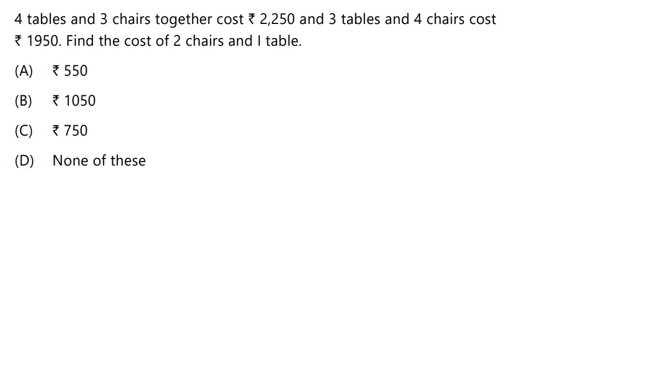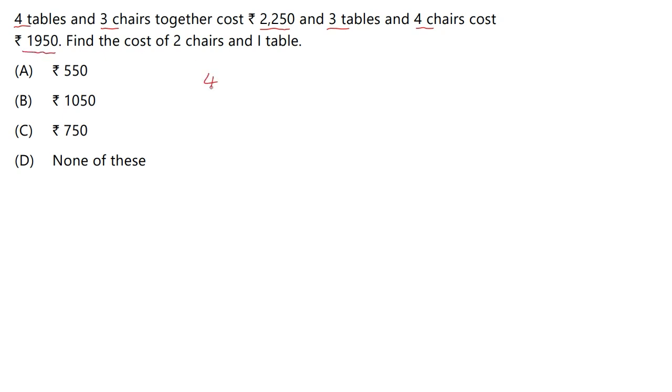Four tables and three chairs together cost 2,250, and three tables and four chairs cost 1,950. Find the cost of two chairs and one table. Okay, so we have to establish equations. 4t plus 3c is equal to 2250. 3t plus 4c is equal to 1950.